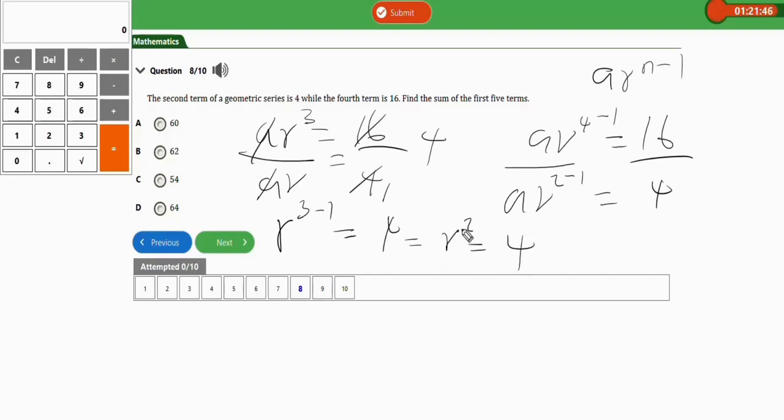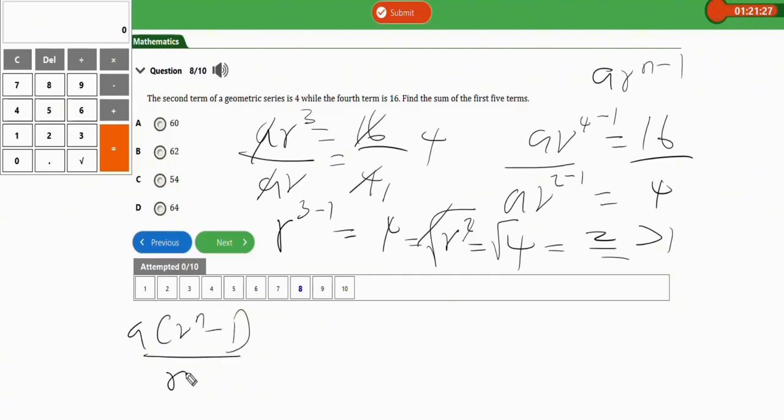To make r the subject of the formula, take the square root of both sides. So our r is the square root of 4, which is 2. So the common ratio is 2, which is greater than 1, which shows us that we're going to make use of this formula: a(r^n - 1) over r - 1.